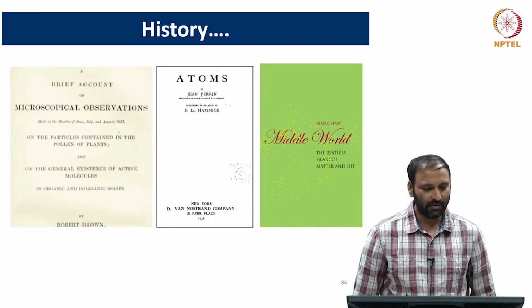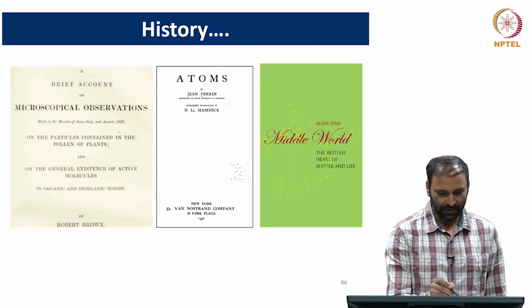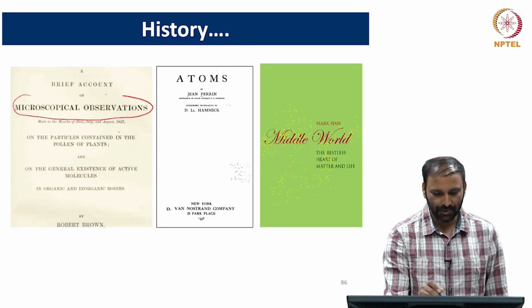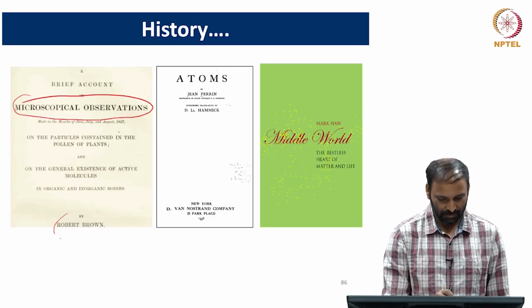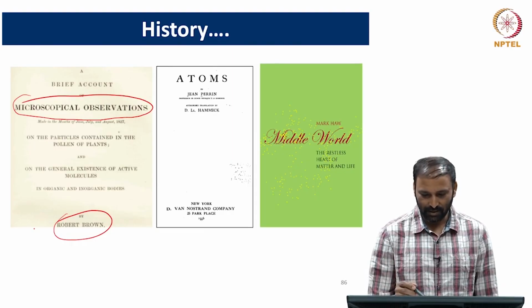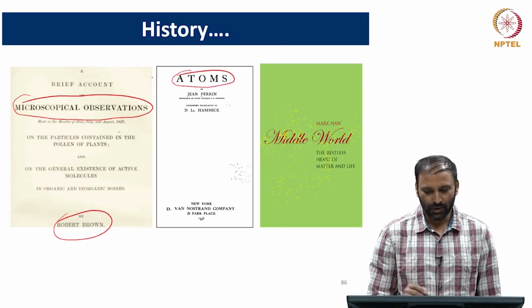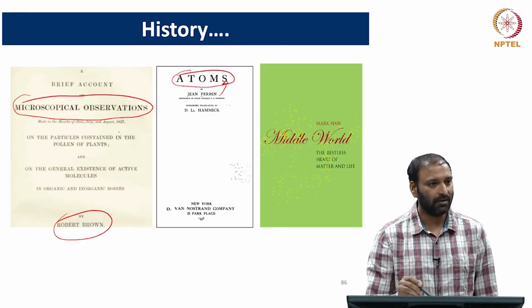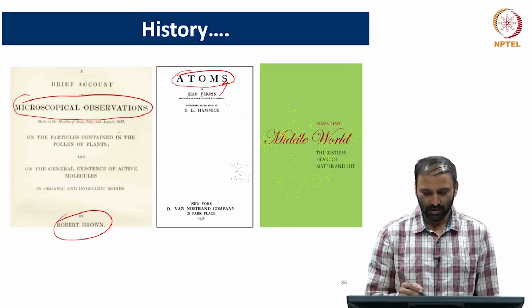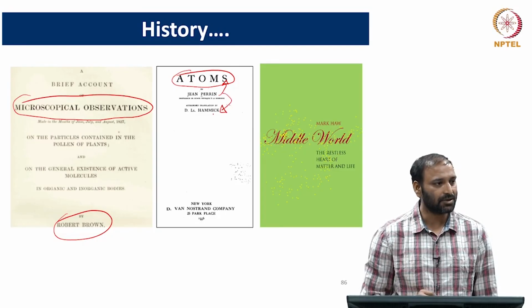So, these are some really good books. If you are interested, you should read them. The first one is on microscopical observations, written by Robert Brown. The second one is titled Atoms, written by John Perrin, and I am going to tell you a little bit about him and what he has done. The original book is in French, and it was translated to English.